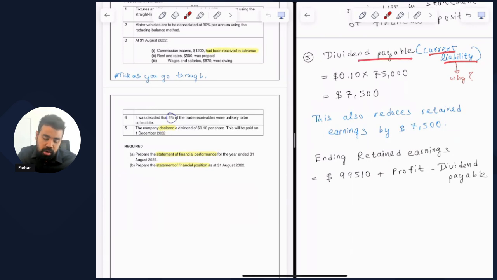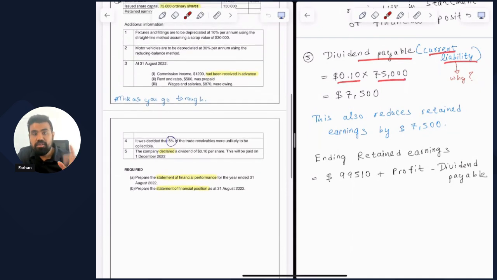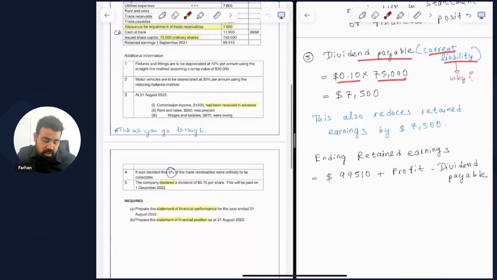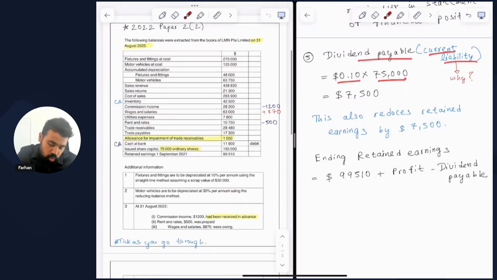to our shareholders. So it is 10 cents, which is $0.10, multiplied by 75,000 shares. As the question mentions, $0.10 per share. So how many shares we have got? 75,000. And this number is what I've got from here, as you can see. Issued share capital, 75,000 ordinary shares. So the dividend payable is going to be 0.10 multiplied by 75,000, which is $7,500.